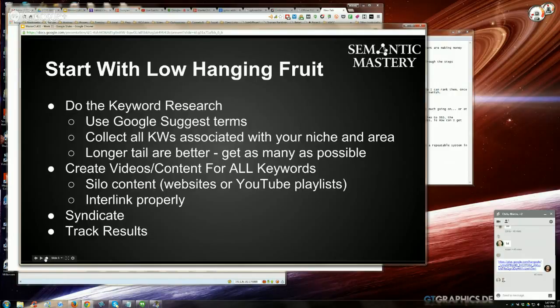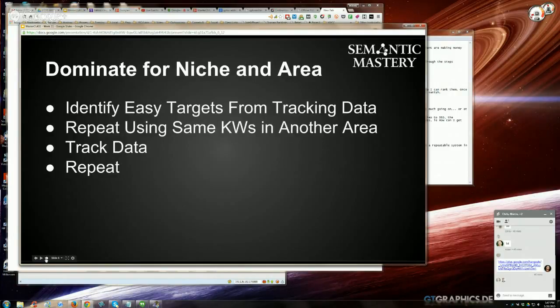Once you've identified those, you've found your easy, low-hanging fruit keywords. Now you can go repeat it again to see if that was a fluke or if it was repeatable. So you go repeat it. If it works again, go repeat it again. Now you've got several sets that you can go monetize, right?